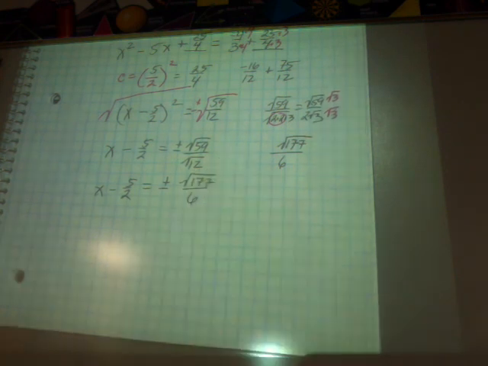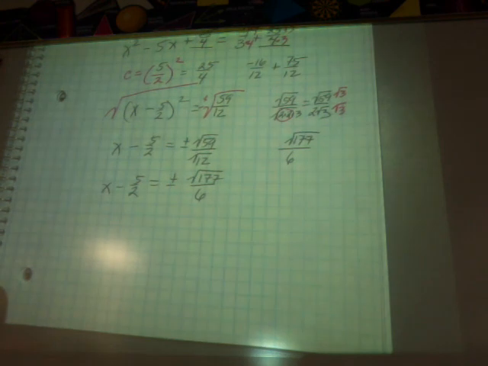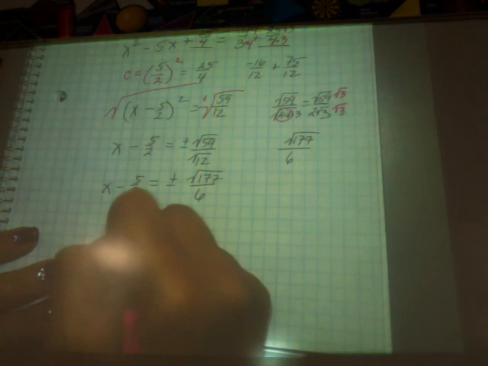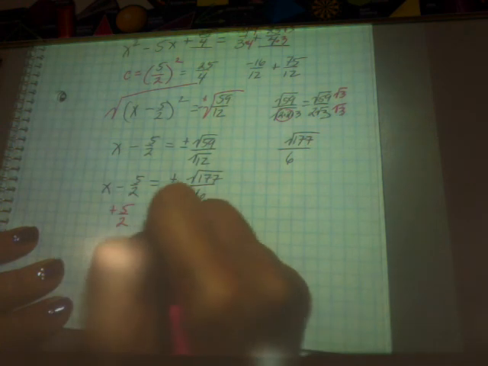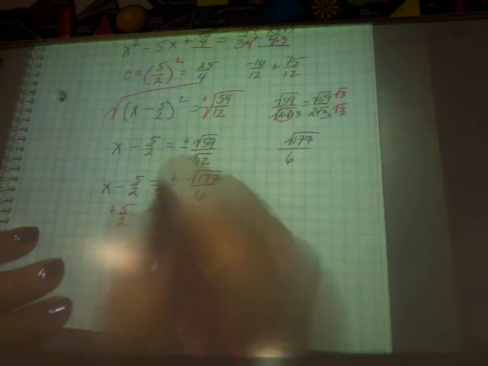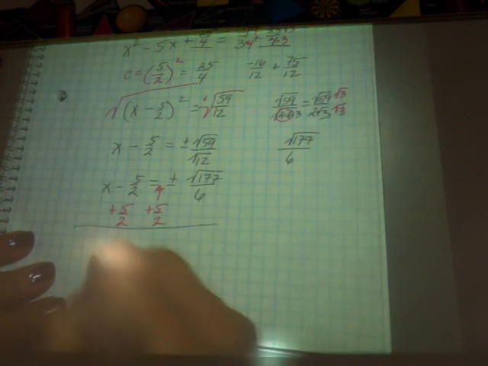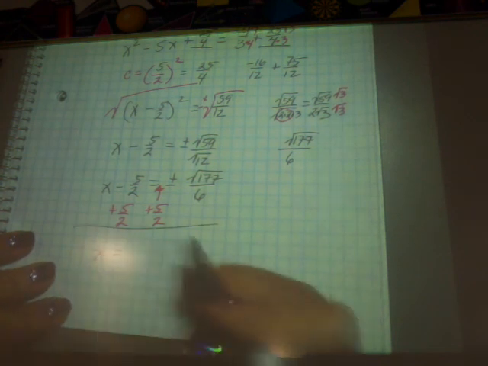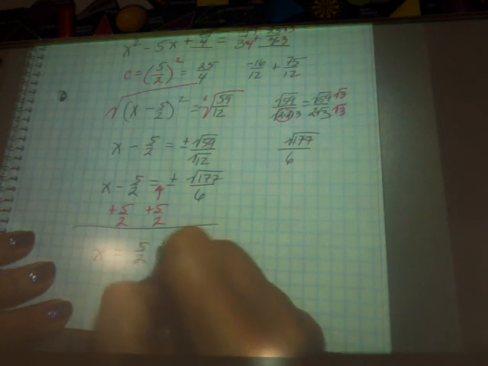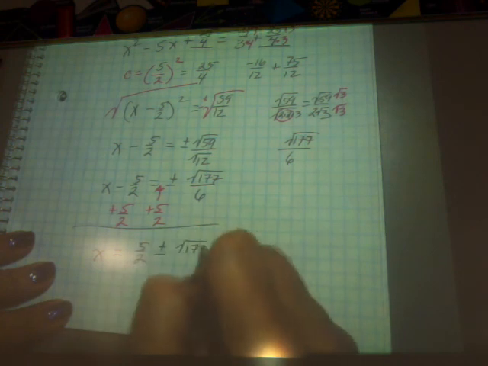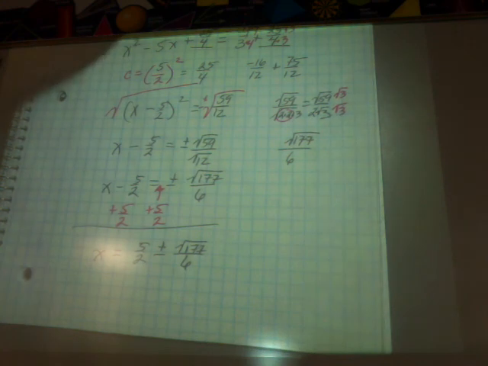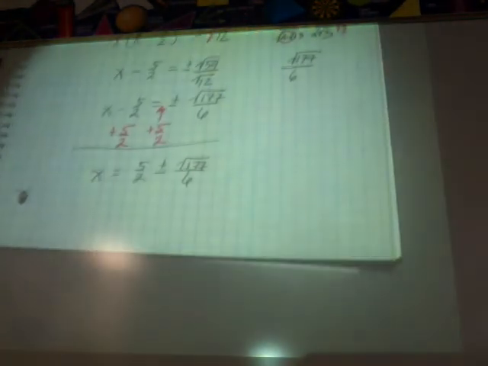We're almost there. You ready? Last step, what are you going to do? Add the 5/2. Don't let the fractions bother you. And you're going to add right in front of that plus or minus. Let's see what we have left over. X equals 5/2 plus or minus the square root of 177 over 6. You do have to combine that into one fraction.